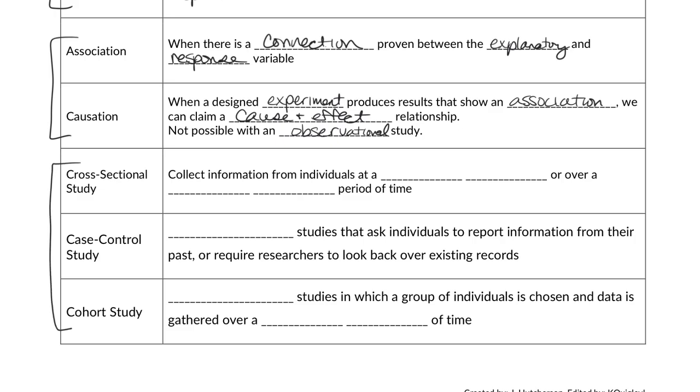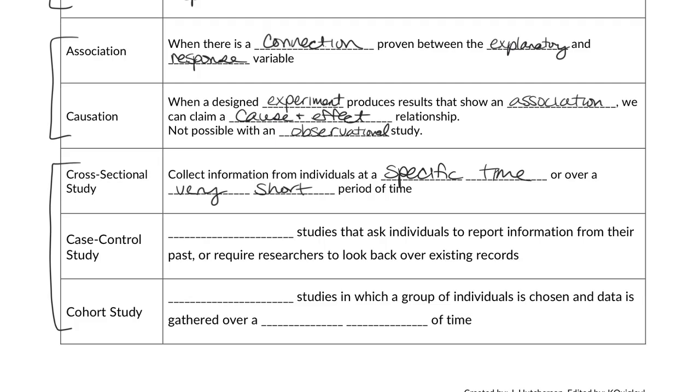These last three we haven't discussed at all, but when we're talking about designing experiments, there's three main types of studies you can perform, and they each have characteristics, obviously, but benefits to them. A cross-sectional study is a collection of information from individuals at a specific time or over a very short period of time. Cross-sectional study. So very specific time or very short period of time.